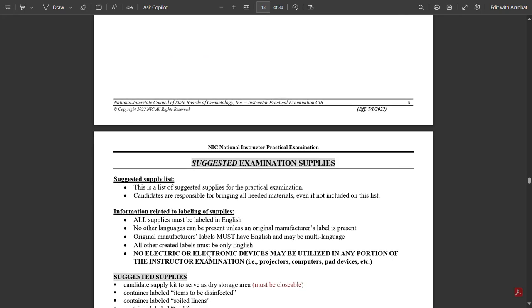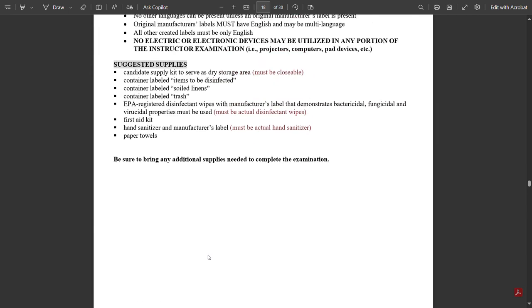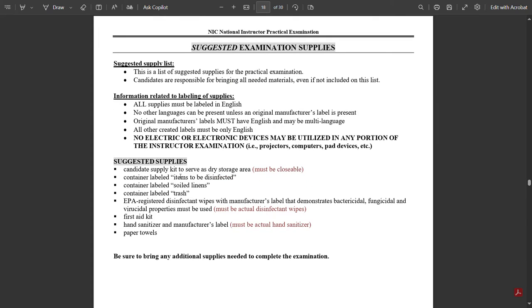Now, the last thing that you're going to see on this part is the suggested examination supplies. So just pay attention to this when you're packing your kit. This is like everything that you're going to need. And then add to this whatever specific things that you'll need for your demonstration or whatever.